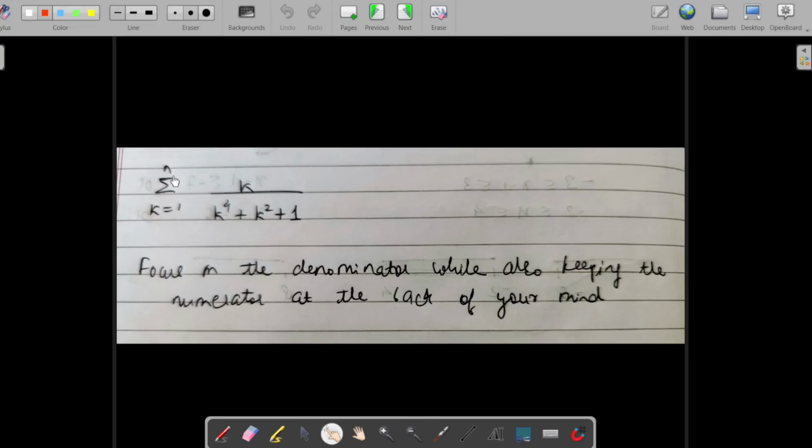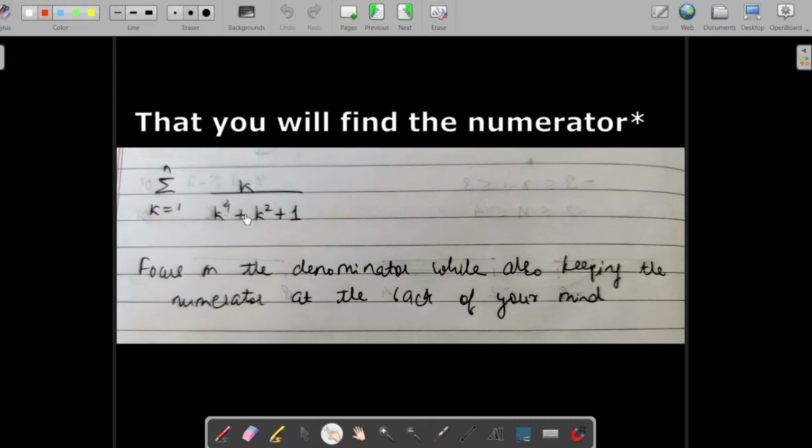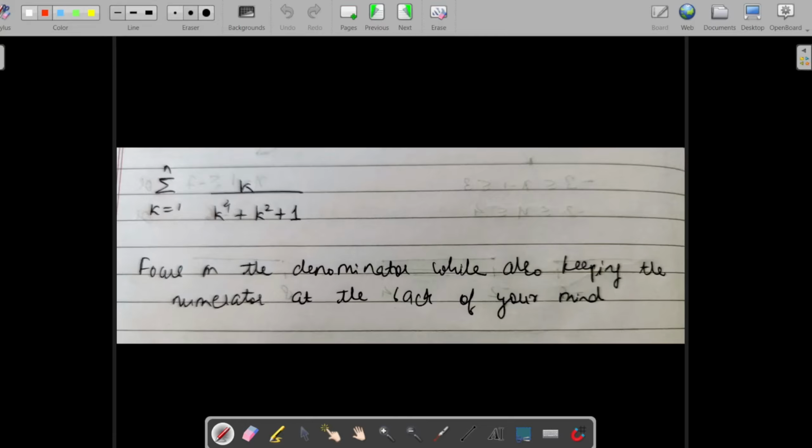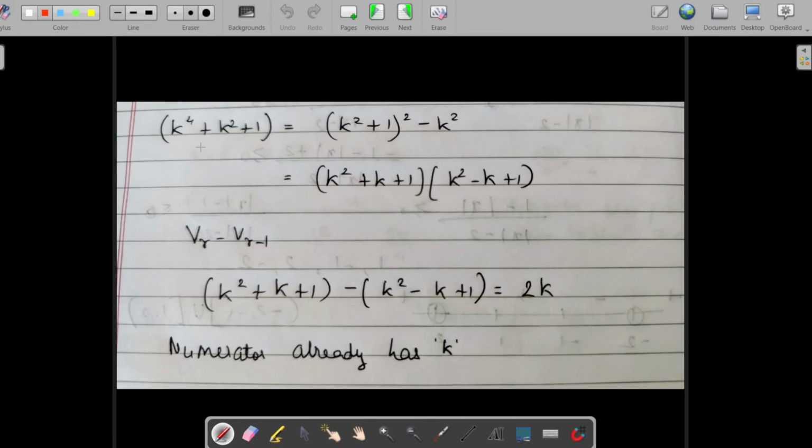Now, as I said in that previous video also, focus on the denominator by also keeping the numerator at the back of your mind. What this means is, whenever you have series like this, the denominator is often factorizable in a way that you will find a constant. So in this case, let us focus on the denominator. It is k raised to power 4 plus k square plus 1.